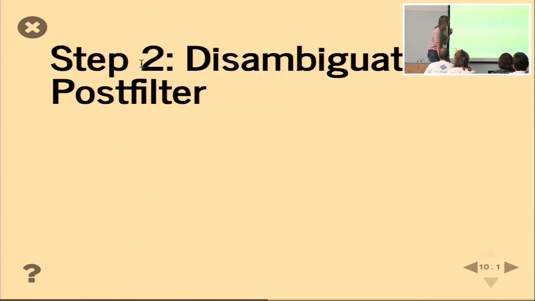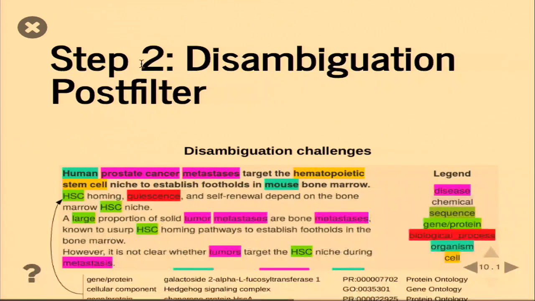Then the second step is a disambiguation post filter, which actually does the following. For each span in the text, the dictionary can assign different possibilities, like which entity type it might be. And this post filter just uses a neural network to decide which entity types it wants to keep at this position.